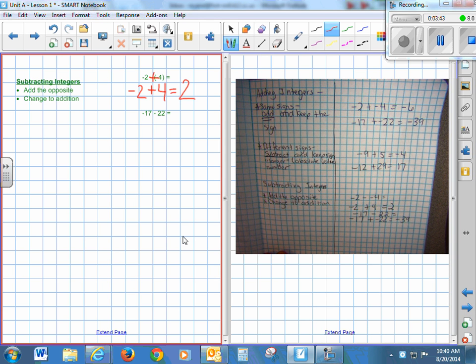The next one is -17 minus 22. So that's -17 plus the opposite of 22, which is -22. And since the signs are the same, we add, and 17 plus 22 is 39, and that will be -39. And we have these examples here.